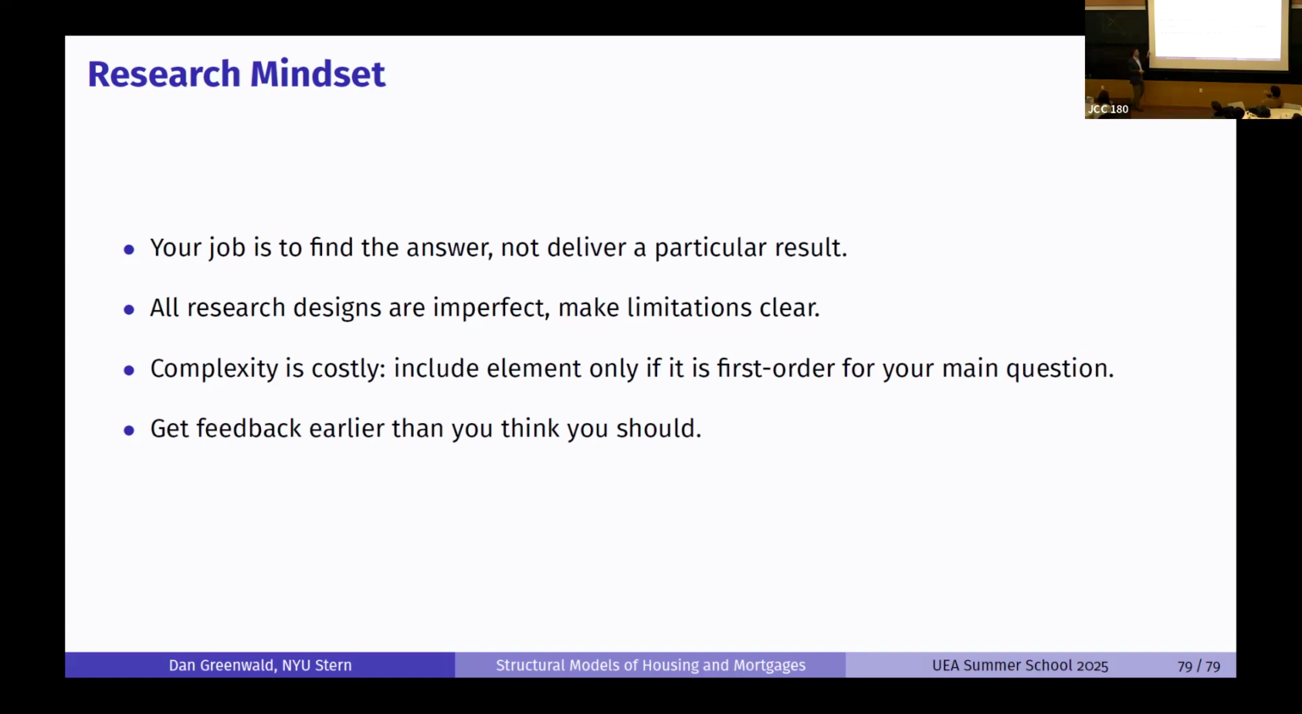Last thing, get feedback earlier than you think you should. I remember this very well. I think, oh, I need to get this thing figured out before I talk to my advisor. No, your advisor is the one who helps you figure it out, okay? So if you come and it's already finished, they're just going to say, good job. All right, so get feedback earlier than you think you should.